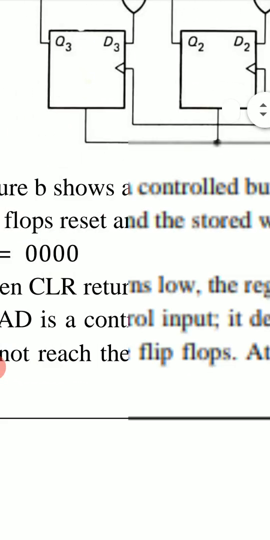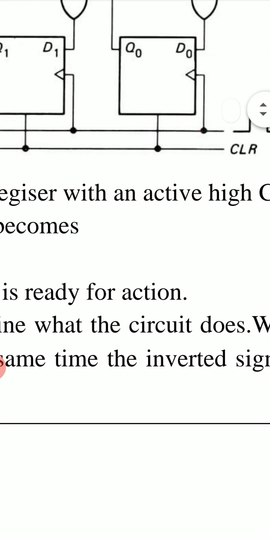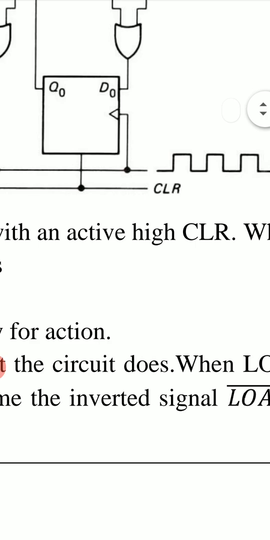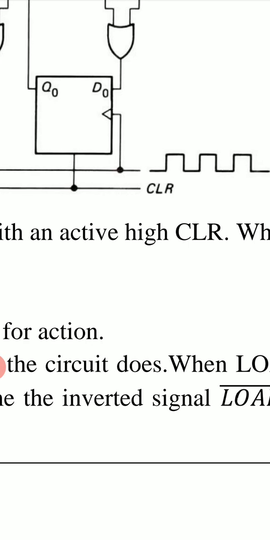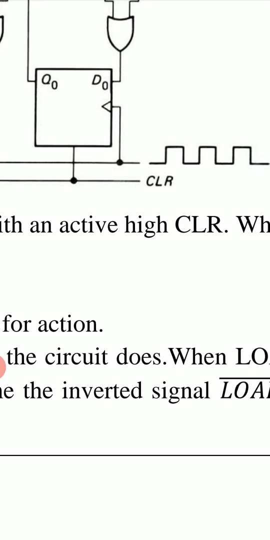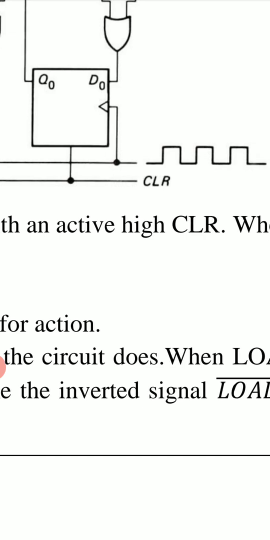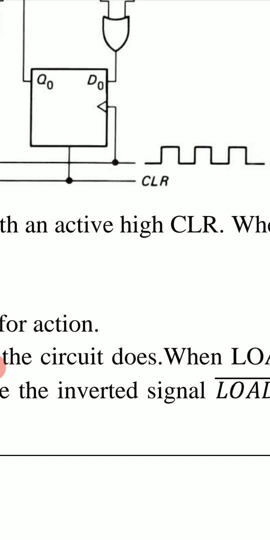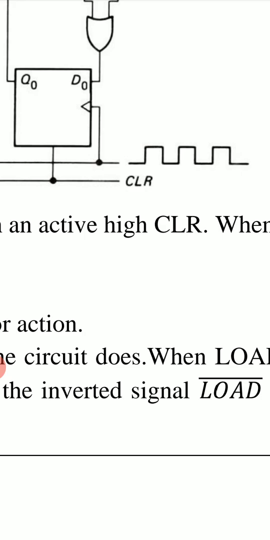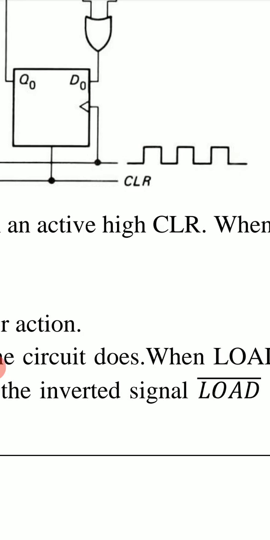Figure B shows a controlled buffer register with an active high CLR. Active high CLR means when CLR is high, it will be active. And when it is active, the output word is now clear, that is 0. So the output word will be 0, 0, 0, 0 when CLR goes high, because it is active high CLR.